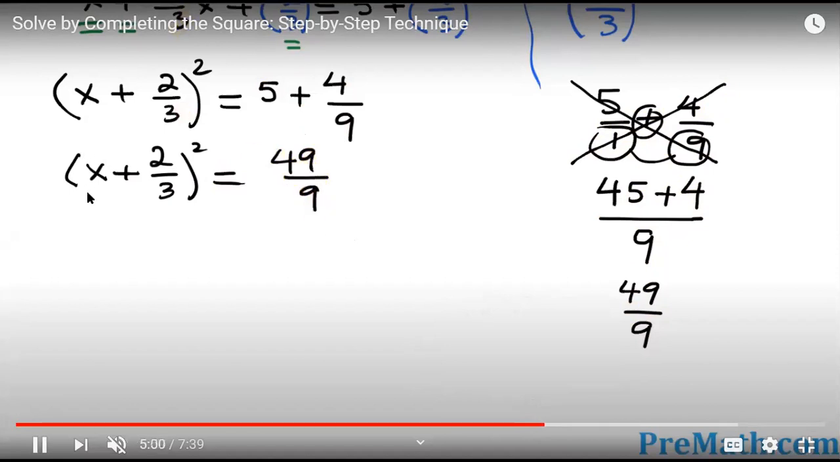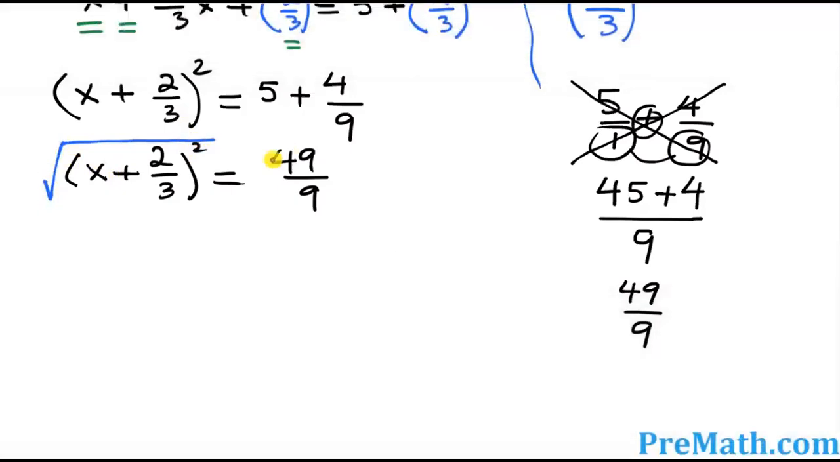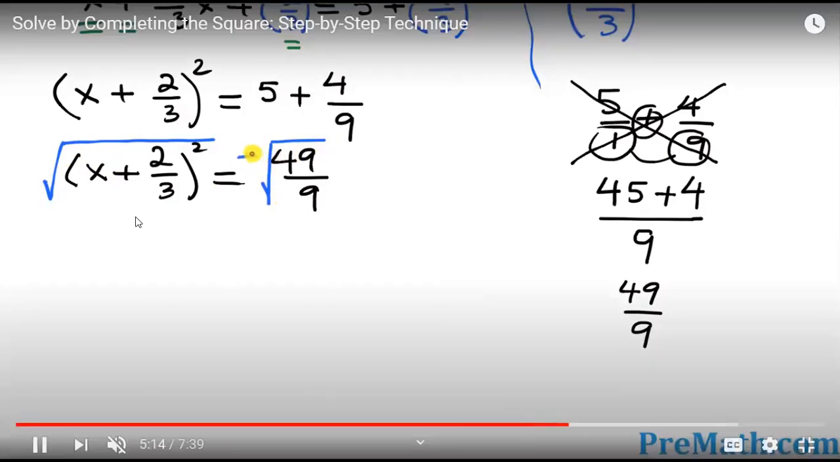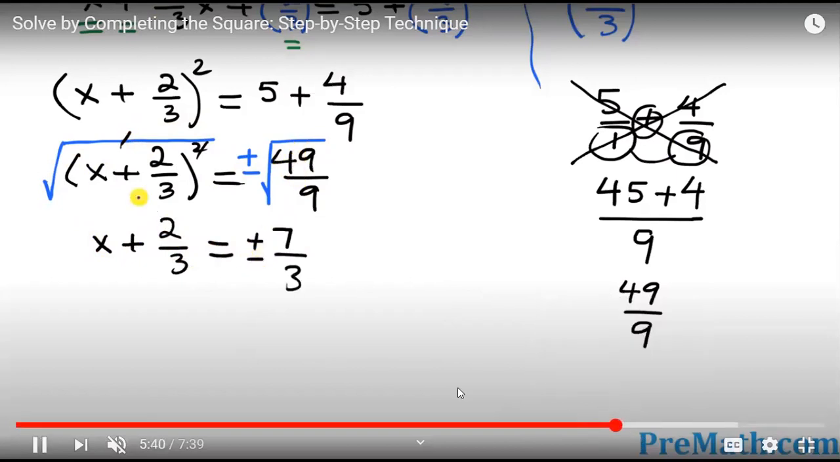Now, because we have to find the value of x, for this purpose we have to take the square root of the equation. We have to put the plus minus sign. So x plus 2 upon 3 is equal to the square root of 49 upon 9. The square root of 49 is 7 and the square root of 9 is 3. The square root of x plus 2 upon 3 whole square is x plus 2 upon 3. Now plus minus 7 upon 3. Now we have two values.